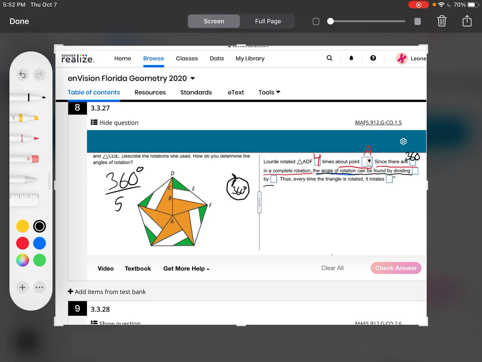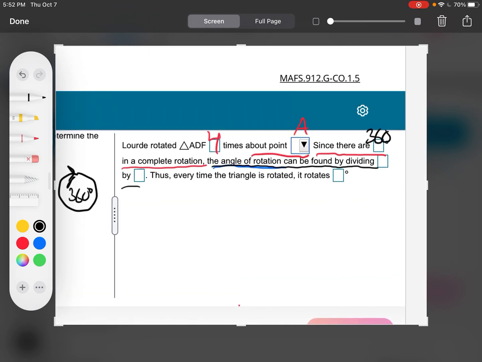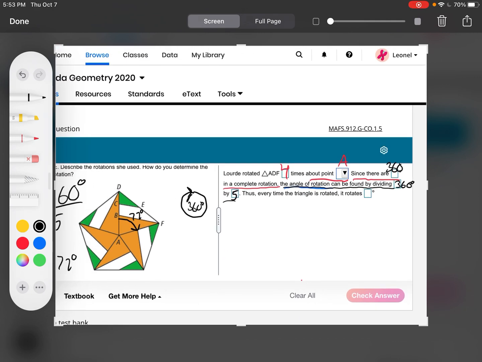Okay, so let's do 360 divided by 5. This is 72 degrees. So it takes 72 degrees to rotate this triangle so that it lands where the next one is. Okay, because it's the same number of degrees each rotation. So the rest of this is, the angle of rotation can be found by dividing a full rotation, 360, by 5 different triangles that we see in the picture. Thus, every time the triangle is rotated, it rotated 72 degrees.